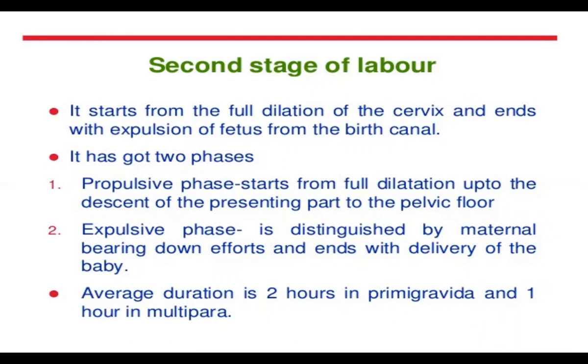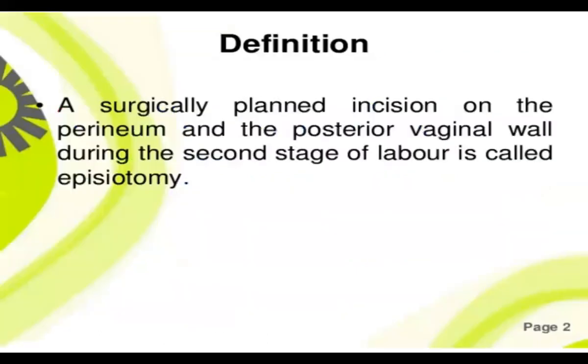The propulsive phase starts from full dilatation up to the descent of the presenting part into the pelvic floor, while the expulsive phase is distinguished by maternal bearing down efforts and ends with delivery of the baby. And what is the duration? In primigravidae it is about 2 hours, and in multipara it is about 1 hour. So that is the duration of the second stage of labor.